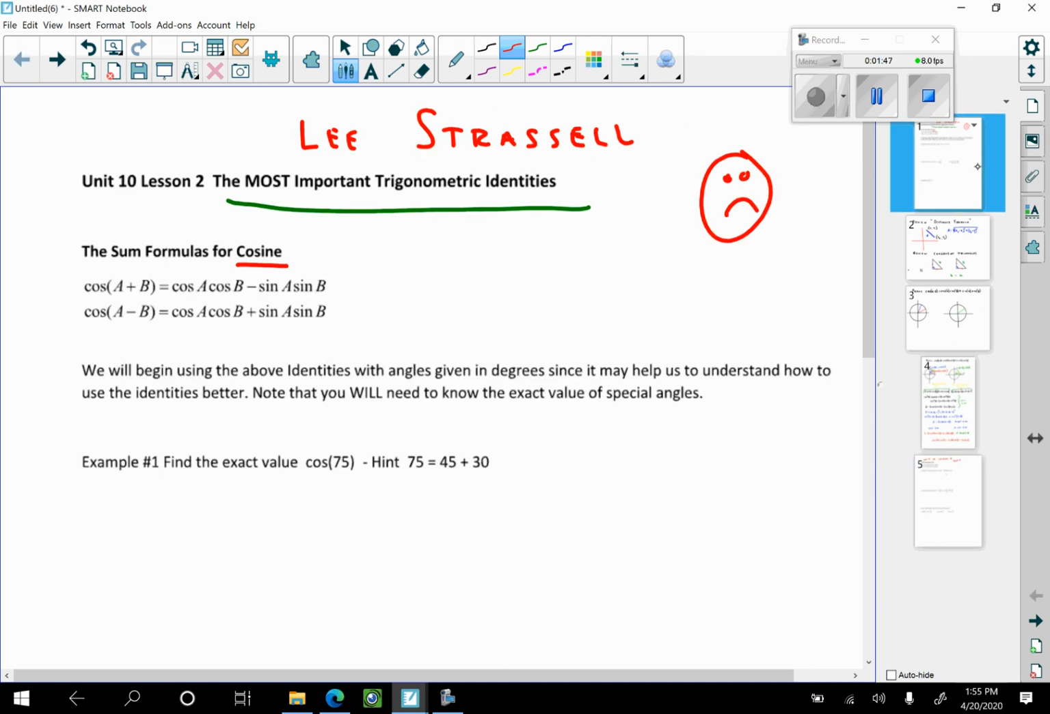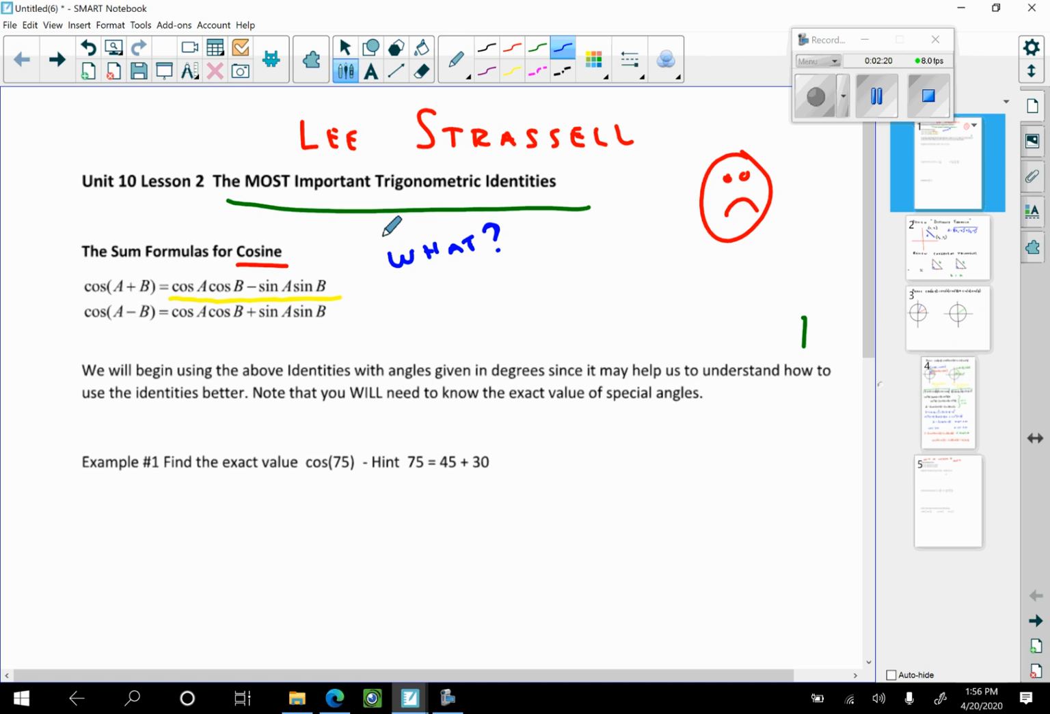Alrighty, so let's jump in and talk about these sum formulas, and we're going to start with the sum formulas for cosine. What the sum formulas tell us is that if I add an angle, cosine of A plus B is the cosine of A times the cosine of B minus the sine of A, sine of B. And at this point in your life, you should say, what? I don't get this. I totally don't get this. Where did this come from? How did we develop that?